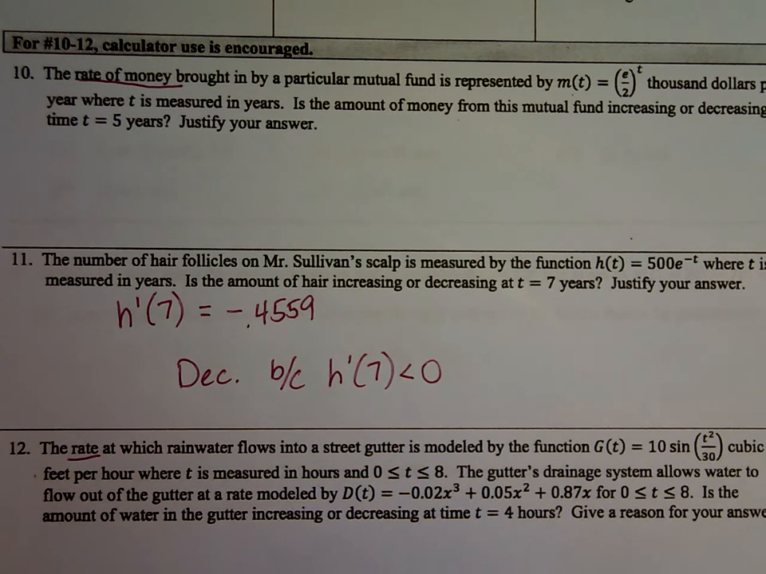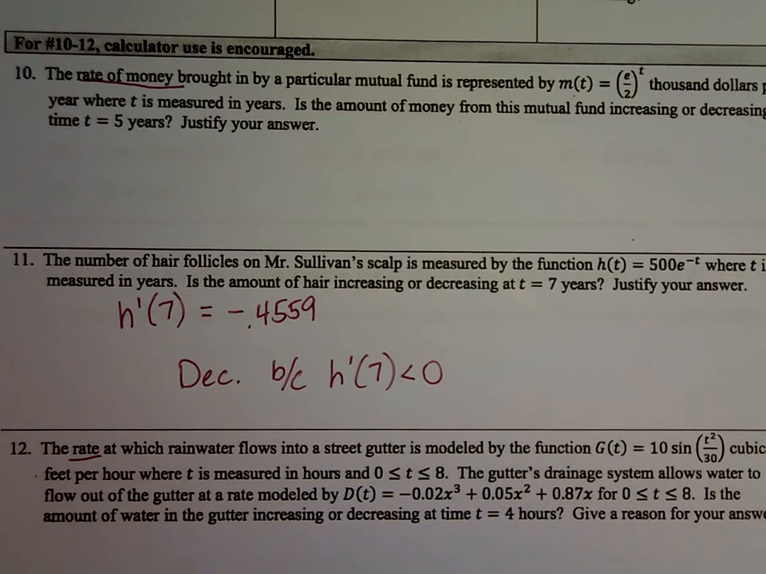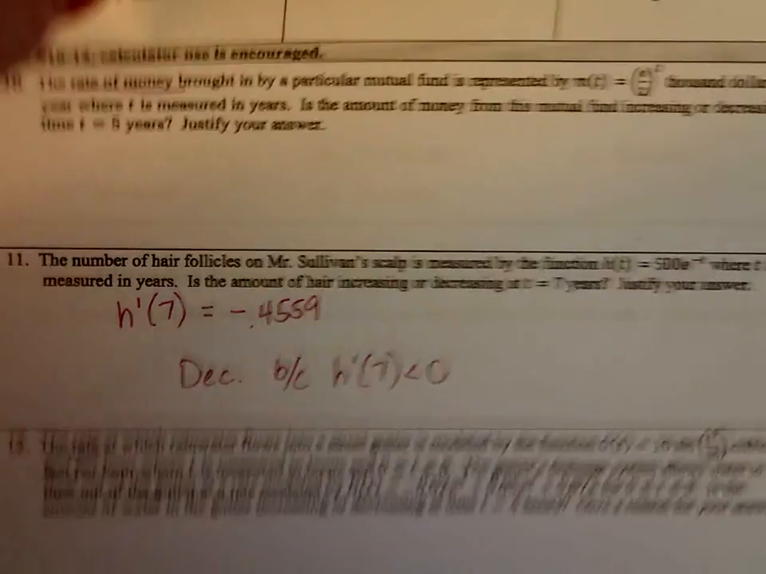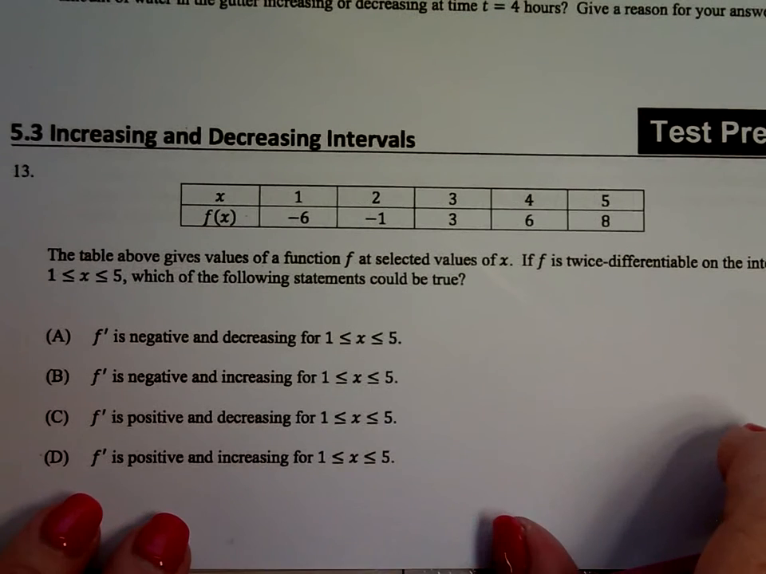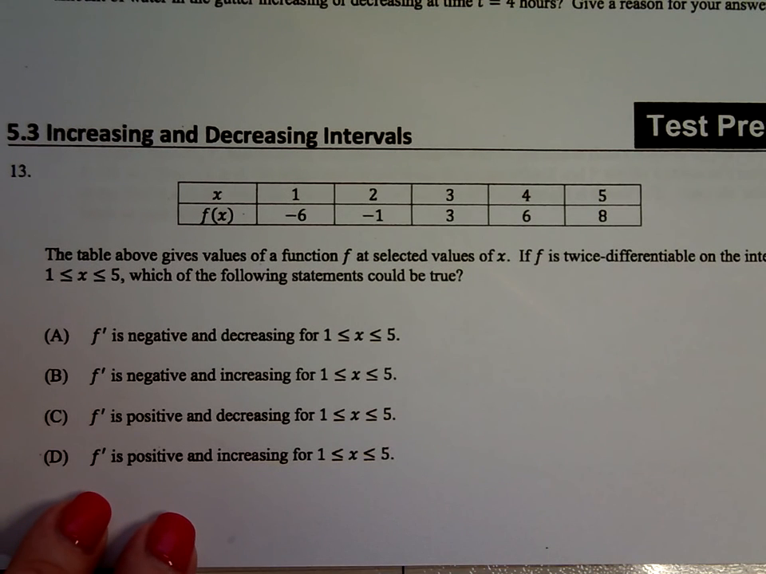All right, looking at what we've got left here, let's take a look at number 13 as our last one for the day. So number 13 says, and I know you get all discombobulated with some of the verbiage of these things, the table above gives values of the function f at selected values of x. If f is twice differentiable, in other words, the second derivative exists and it's continuous, on the interval from 1 to 5, which of the following statements could be true?